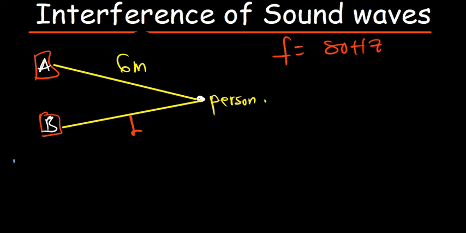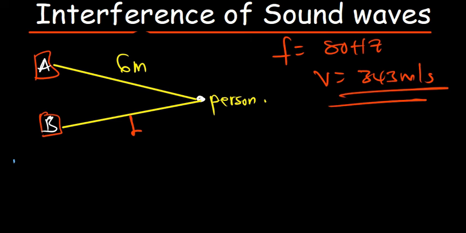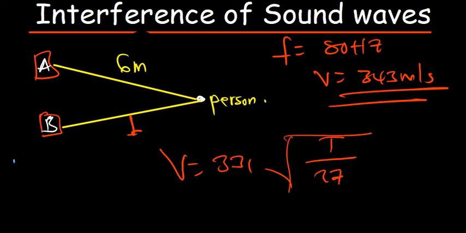If the frequency is 80 hertz, and if they are not mentioning anything about the velocity at all, you use the speed of sound in air to be 343 meters per second. We are considering the temperature to be 20 degrees Celsius. But if they do mention the temperature, then you have to use this formula to find the velocity: the temperature in Kelvin divided by 273. So if you have been given the temperature in degrees, you have to convert that: you say the degrees plus 273.